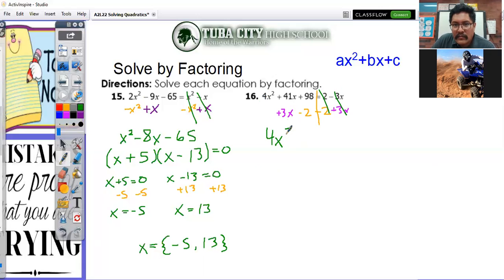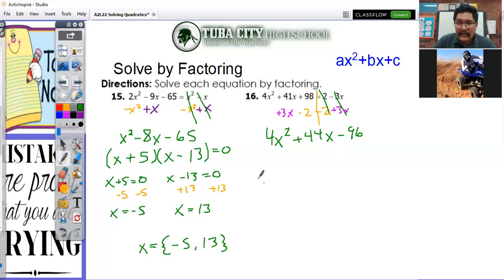4x squared, and this is going to be 44x, and this is going to be 98 minus 2, which is 96. Now you might be looking at this and think, oh man, I need two numbers that multiply to 96, but we don't need to. We can get smaller numbers to work with, because all three of these numbers can be divided by 4.